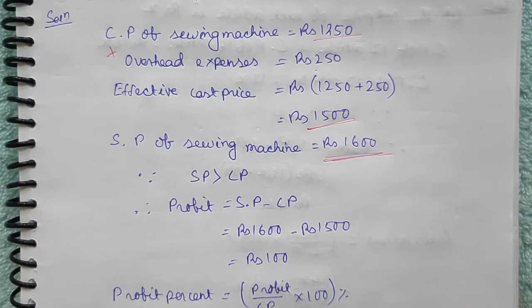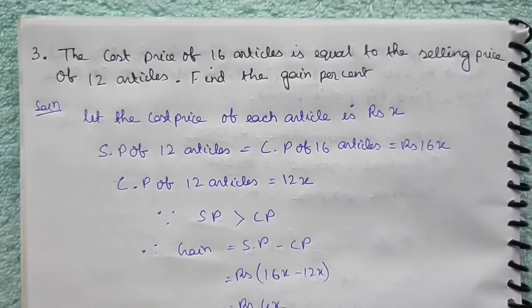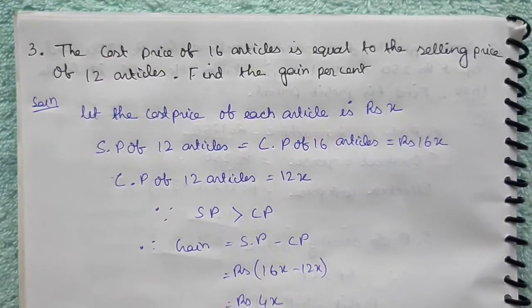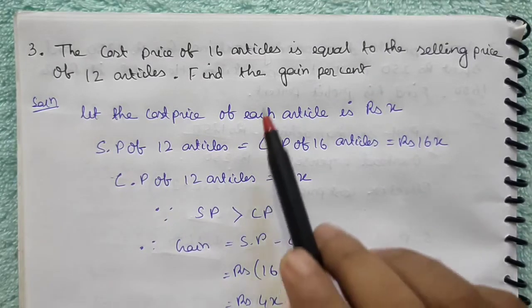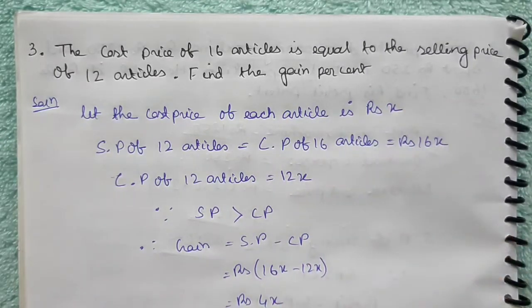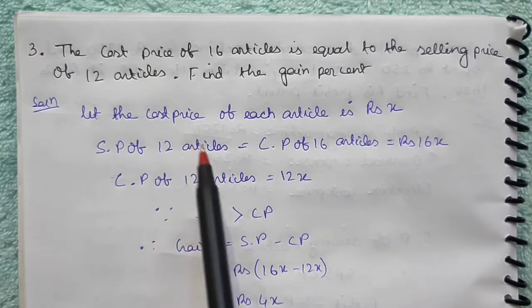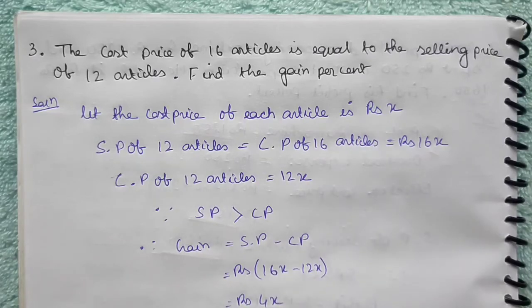So now let's move to our next question, that is question number 3. A bit different type of question. The question is: the cost price of 16 articles is equal to the selling price of 12 articles. Now we have to find the gain percent. Do we know the cost price of the articles? We don't know, so let the cost price of each article be rupees x.